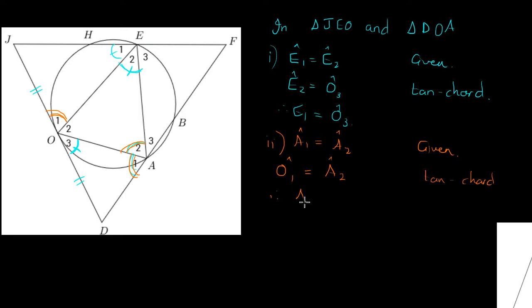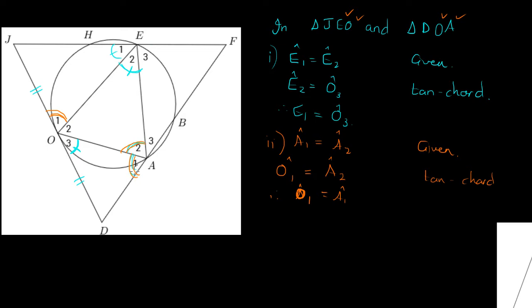Therefore, O1, again, by the law of excluding the middle, A2 cancels in a sense, and then those two are equal. A1. So I've already shown that angle E is equal to angle O, and now I've shown that angle O is equal to that angle A.